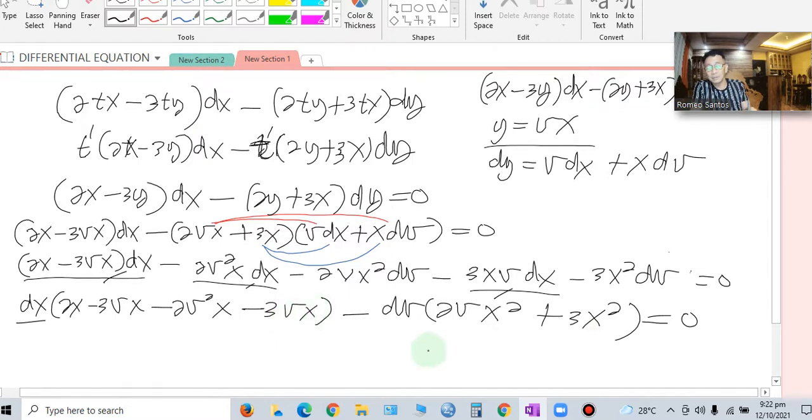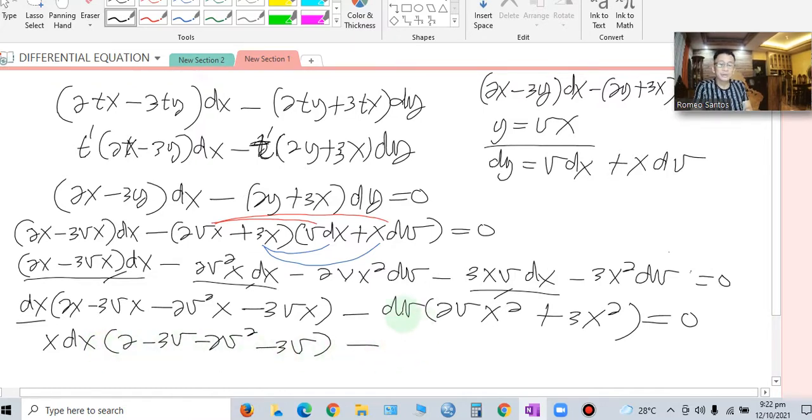So, we will now combine terms, like terms. So, we have factor out variables. So, dito, common dito yung x, x, x, x. Okay, so factor out natin. So, you have x dx. So, yung matitira natin dito is 2 minus 3v minus 2v squared minus 3v. Ayan. So, dito tayo sa kabila, diba? Medyo nasiseparate na natin yung variables. Ang ganda ng homogeneous function.